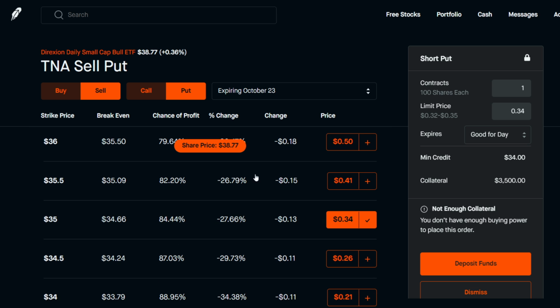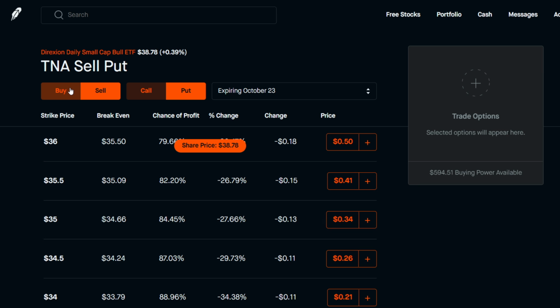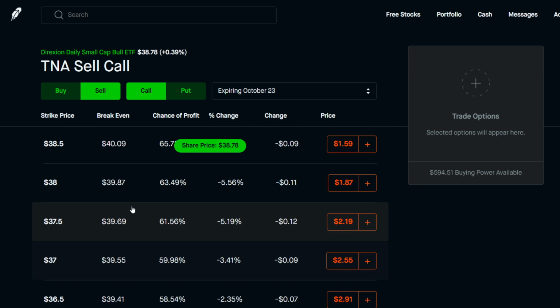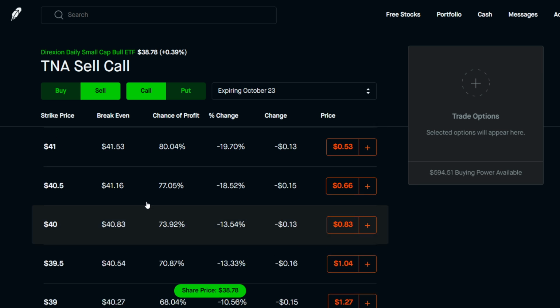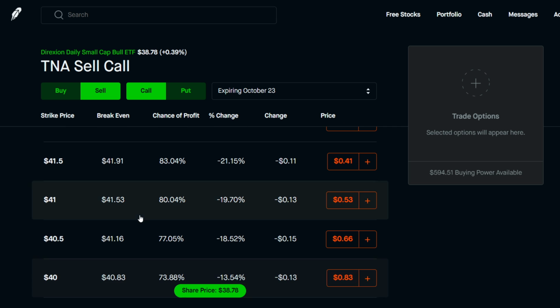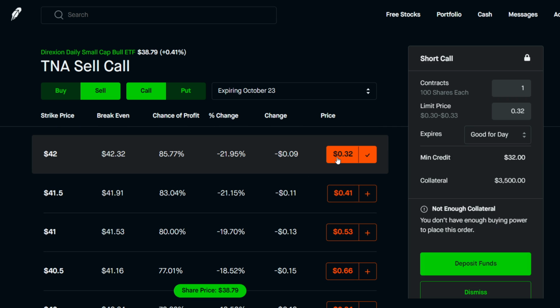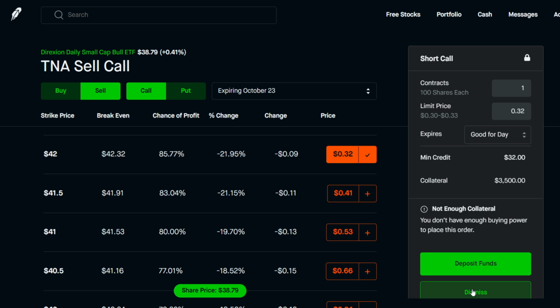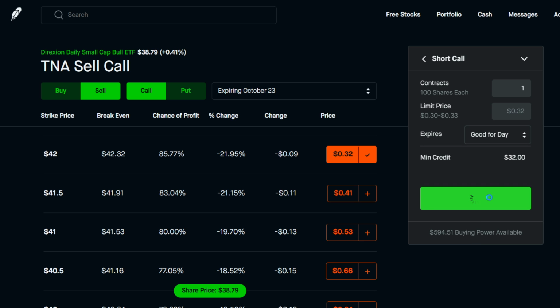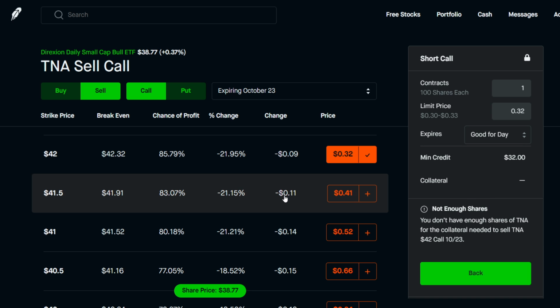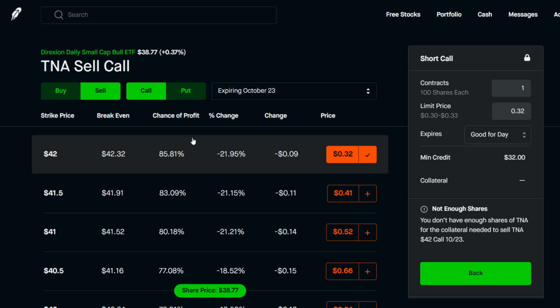But then in case that does happen, you can now sell calls. Selling calls is basically the opposite. If you want to sell calls and you think the stock is not going to go up to $42, let's just say, by this Friday, then you'll get a minimum credit of $32, but you'll need those 100 shares. Like I said, this is called the wheel strategy. A lot of people know it within options trading, the stock market, Robinhood in general.